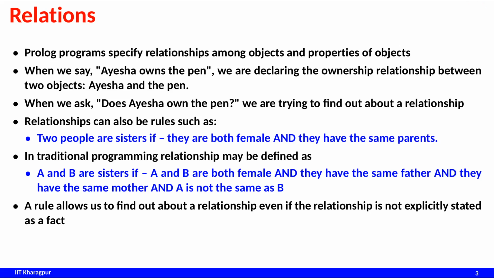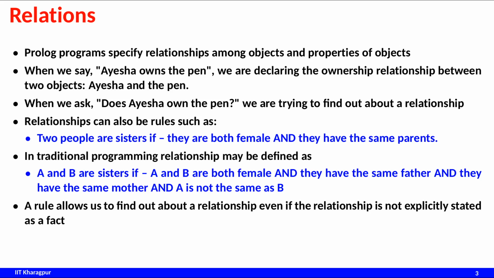When we talk about Prolog, we need to think of a notion called relation, because the predicate logic that we have seen earlier also specifies some kind of relation, which is the relation between objects, or maybe the properties of the object. Like when we say that Aisha owns the pen, then we declare ownership between Aisha and the pen. If somebody asks, does Aisha own the pen, then we are trying to find out about a relationship between Aisha and the pen.